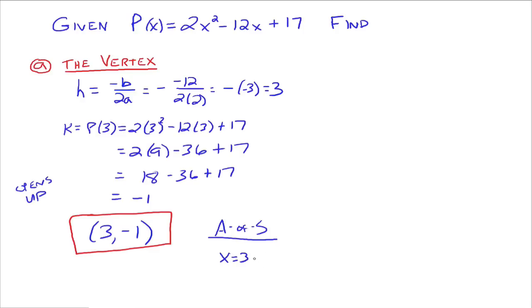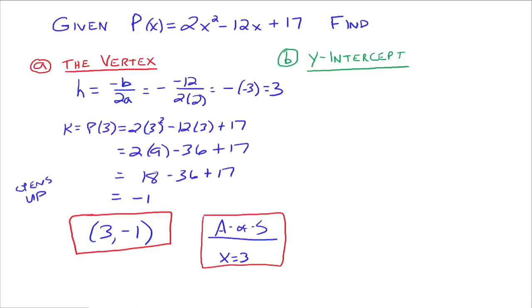And the axis of symmetry is always an equation of a line. So make sure you write the equation of a line. In this case, a vertical line. So it's x equals 3. For parabolas that open up or down, the axis of symmetry is always a vertical line. It's always x equals the x part of the vertex. All right, so there's the vertex and axis of symmetry.